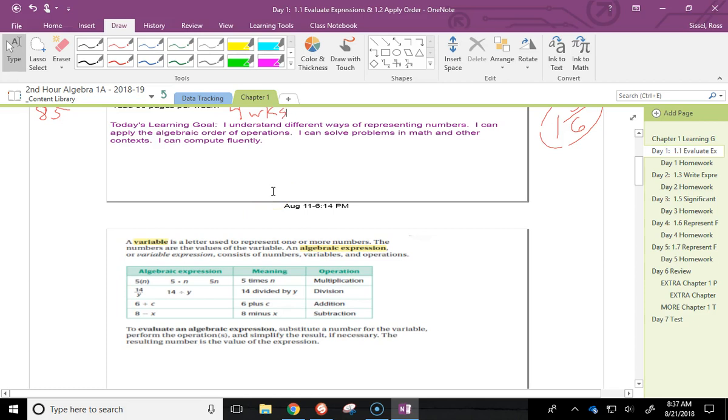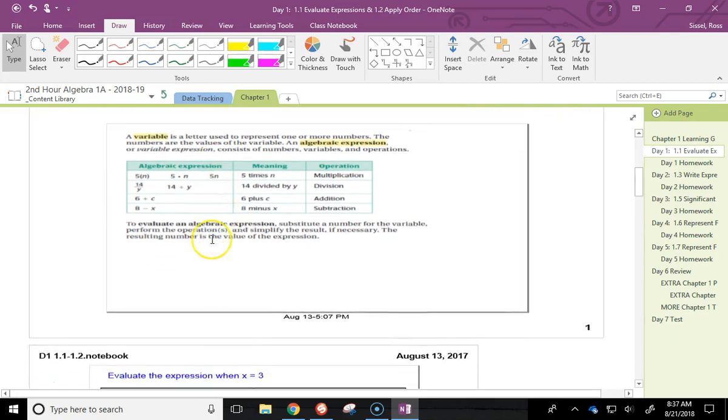We're going to apply the algebraic operations, and we're going to make sure we're doing things fluently, meaning we're going to do it accurately and kind of a lot. Let's start off with this first part.